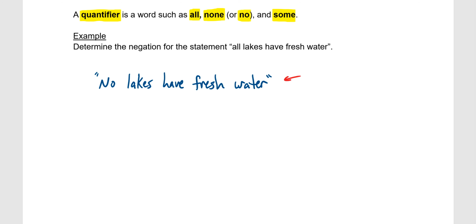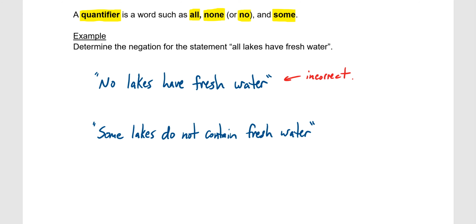This, however, is incorrect. This is not the negation for this statement, and we kind of know this because we know that a lot of lakes do have fresh water. So it is not as easy when there is a quantifier such as the word all in here to negate the statement. The actual negation of the statement for all would be some do not. So the negation of the statement all lakes have fresh water is actually some lakes do not contain fresh water.